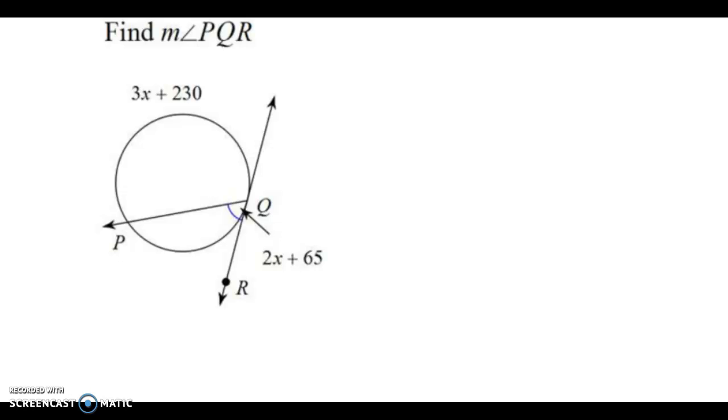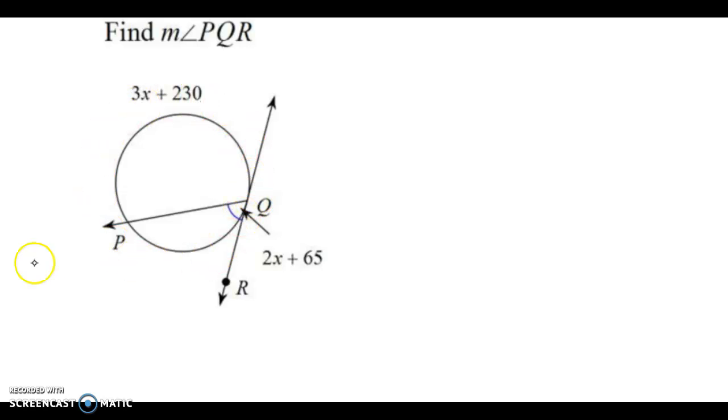Okay, in this example, we're asked to find angle PQR, and that is made up of a secant and a tangent. So that actually is an angle that is on the circle, and when it's on the circle, it's half the intercepted arc. The problem is I don't know what the intercepted arc is. I don't have an expression or a degree here. So I have to use some good math skills to figure that out.